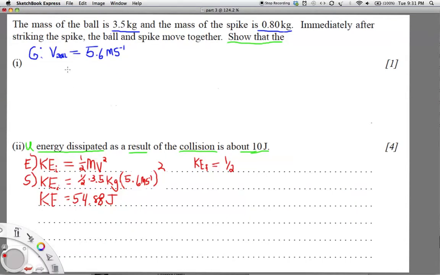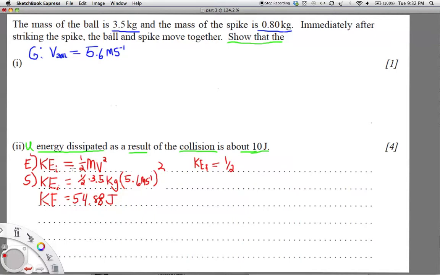All right. So first of all, I underlined my givens here: 3.5 kilograms, 0.8 kilograms, and I had 5.6 meters per second, which was my velocity when the ball struck the spike. And here's my unknown: the energy dissipated as a result of the collision. I have to show that it's 10 joules. So first thing I want to do is figure out how much kinetic energy the ball has as it strikes the spike.